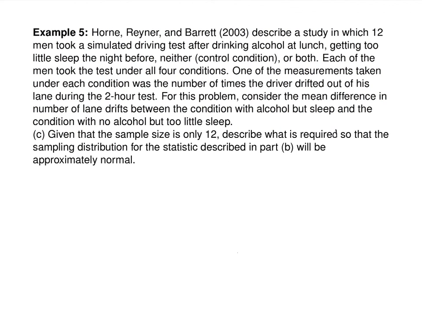So given that the sample size is only 12, describe what is required so that the sampling distribution for the sample statistic described in Part B will be approximately normal. And what we must require, since our sample size is not large enough, is that the underlying distribution must be normal. So the underlying population of differences must be normal.